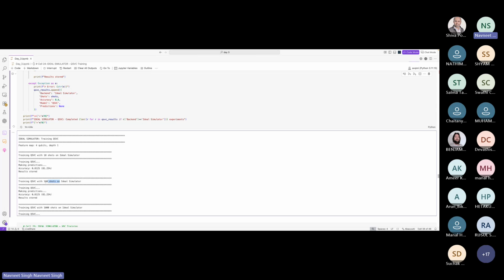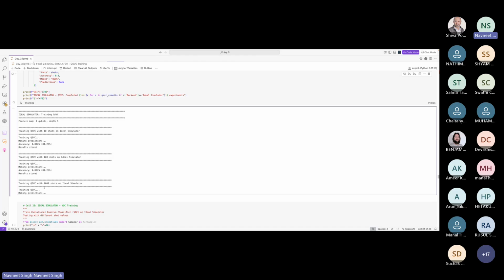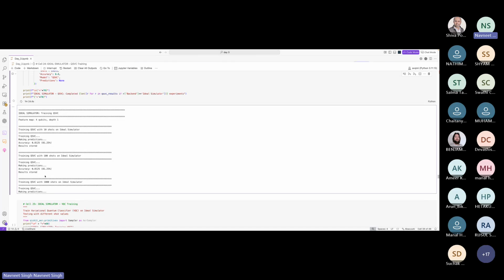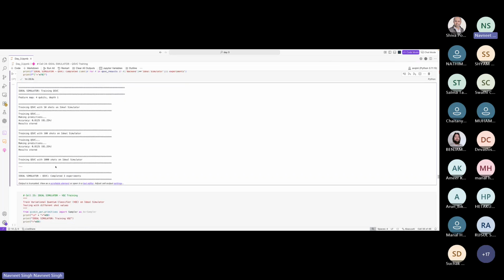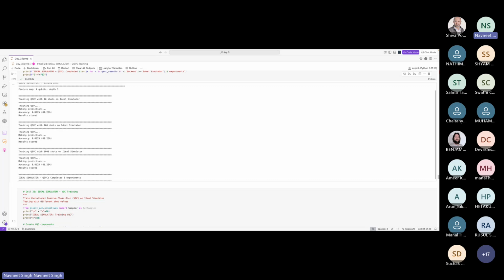So this shows that if we increase the number of shots on ideal simulators, our QSVC does not change the performance. Only the cost is increased, nothing else. So this also concludes that we cannot have a performance gain while increasing the number of shots. So, now you can see all three are computed, but even for 100 shots, there is no change in QSVC performance.